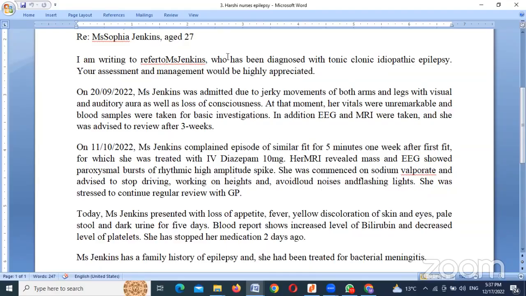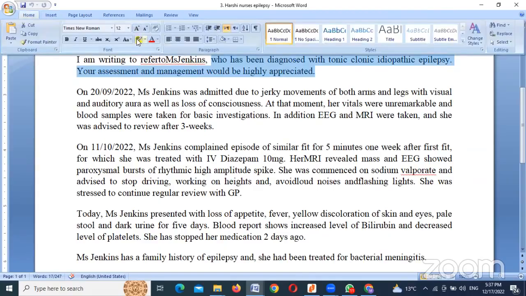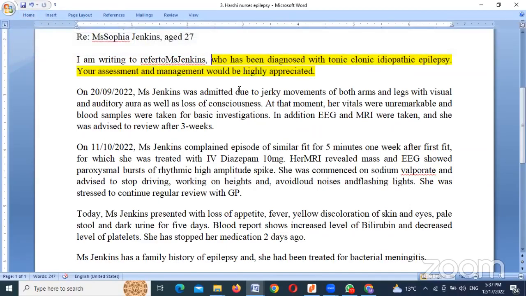Okay, I'm writing to refer Miss Jenkins, who has been diagnosed with chronic idiopathic epilepsy. Your assessment and management would be highly appreciated. You people can see from this that it does not show what we want from the reader. It looks like we need some review or management of idiopathic epilepsy and nothing more. It does not show that the patient is having some side effects of the medication. We need a medication review. It's not clear. Don't make the purpose too vague.